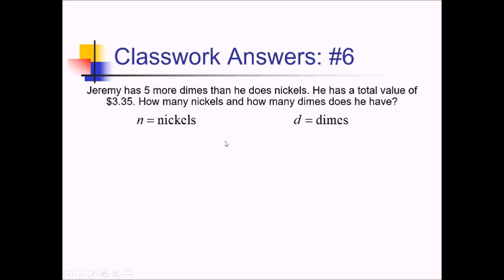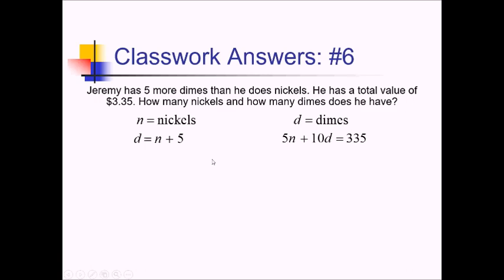So let's set up some equations now. They said Jeremy has 5 more dimes than nickels. So the number of dimes, d, is going to be the number of nickels, n, plus 5. They also told us we had a total value of $3.35. So the total value of the nickels, 5 cents times n, plus the total value of the dimes, 10 times d, should add up to the total value. I'm going to write this as 335 just to keep everything in terms of one unit, namely cents. Now it's time to solve.